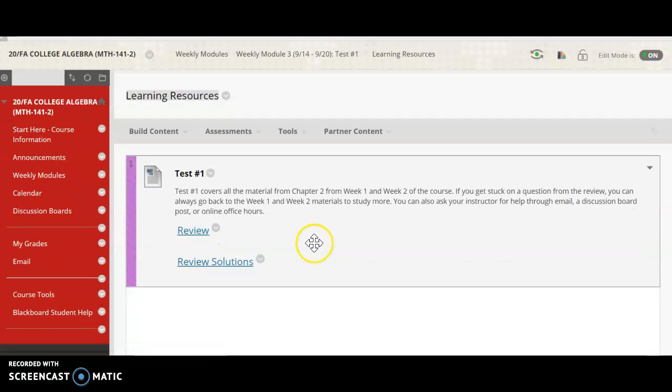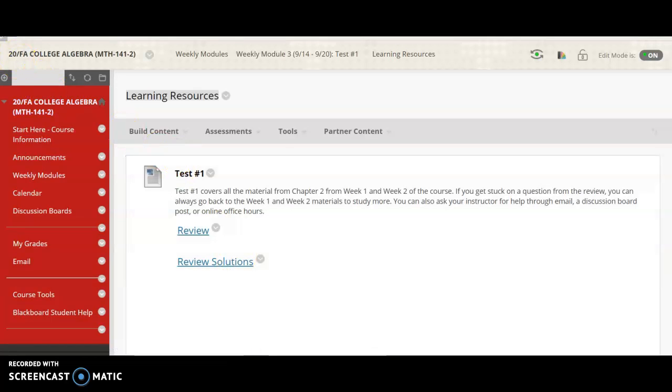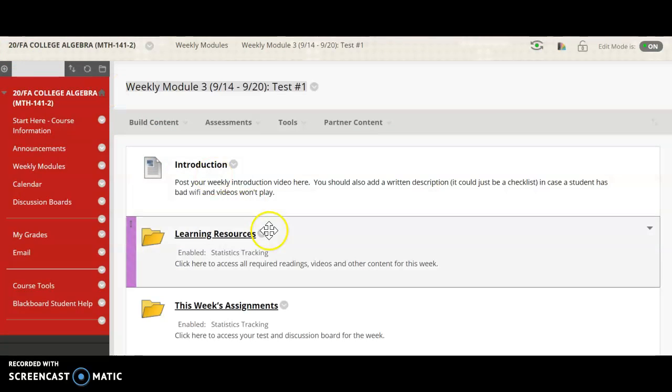So this week we have our first test for the college algebra class. Under the Learning Resources folder, we have the test review and the review solutions posted. It's extremely important that students spend time practicing the test review questions, and when you're done, please compare your answers to the solutions. This should be done before you take the actual exam.